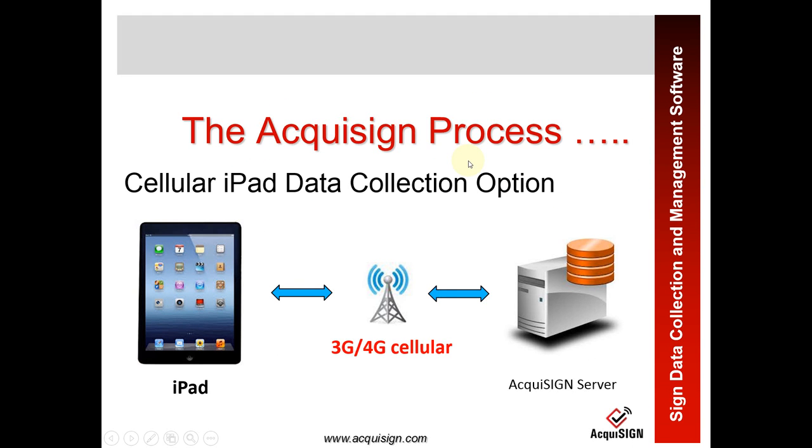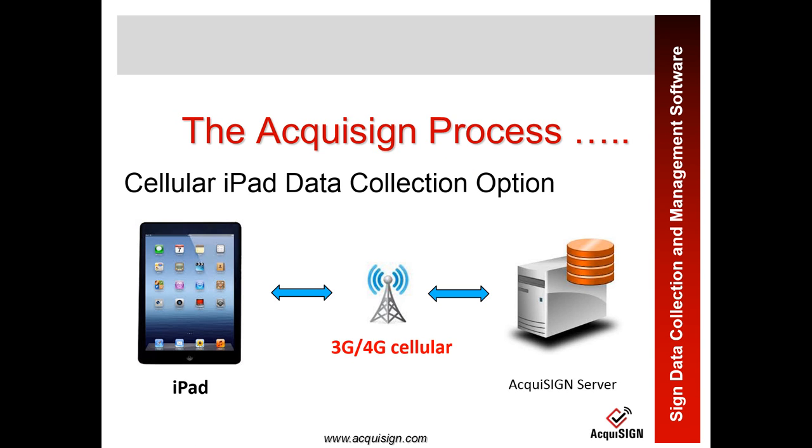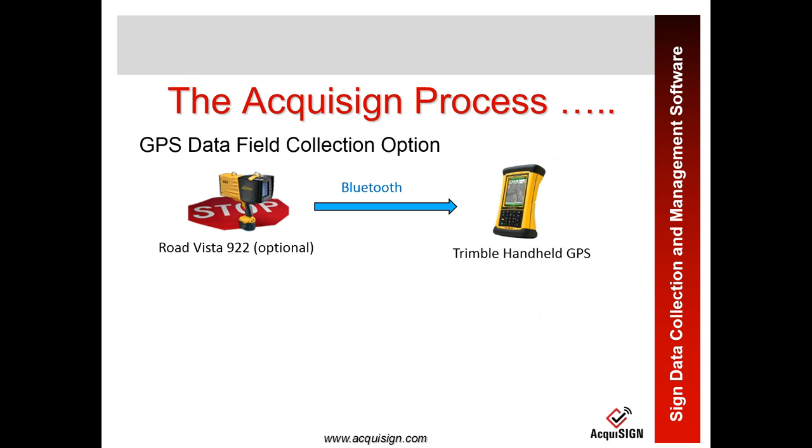One option is to use the iPad application created by AcquiSIGN to record all sign attributes, including GPS location and optional photo. The data is immediately sent and saved to the AcquiSIGN servers using 3G or 4G cellular connection. Notice the two-way flashing arrows indicating that data can be sent and received between the iPad and AcquiSIGN servers.